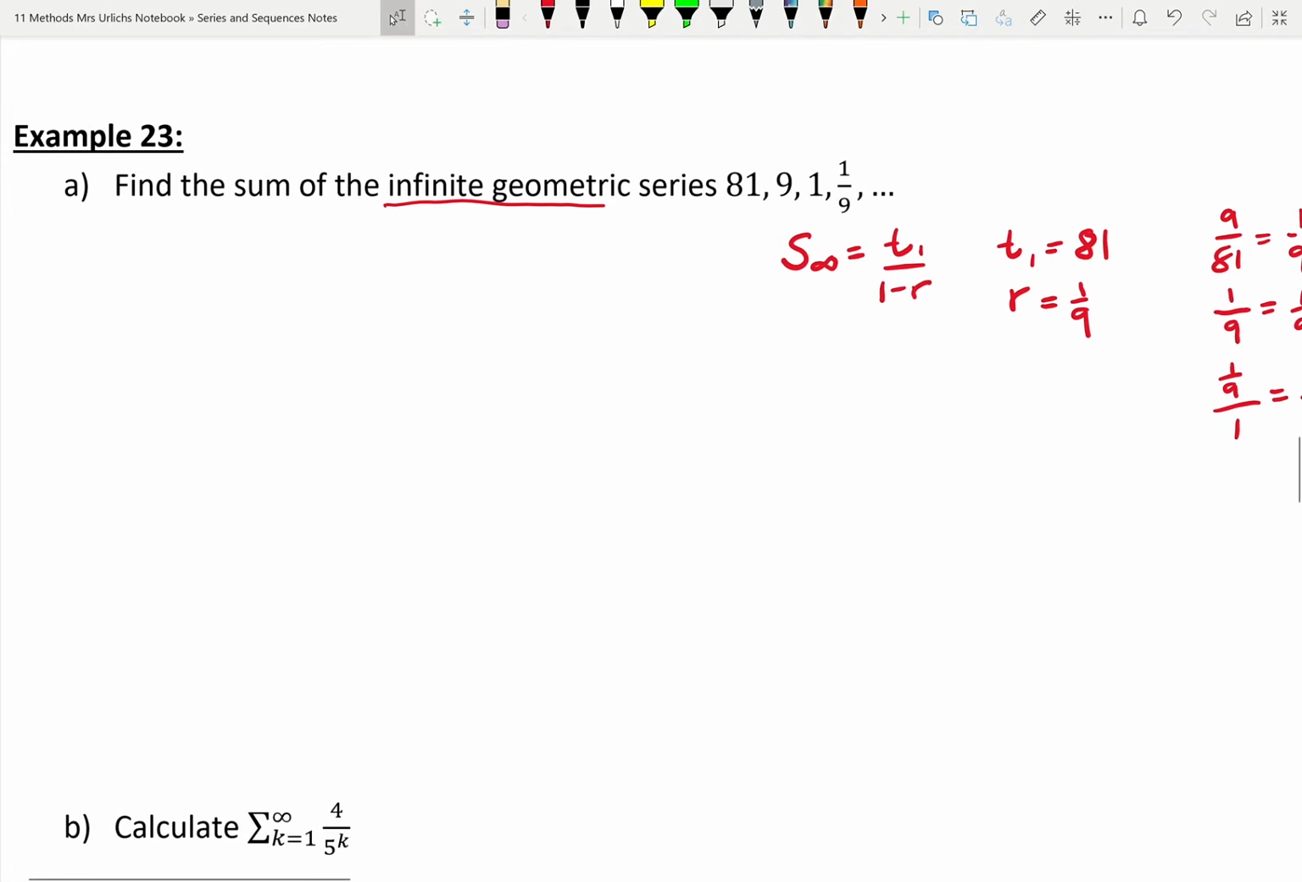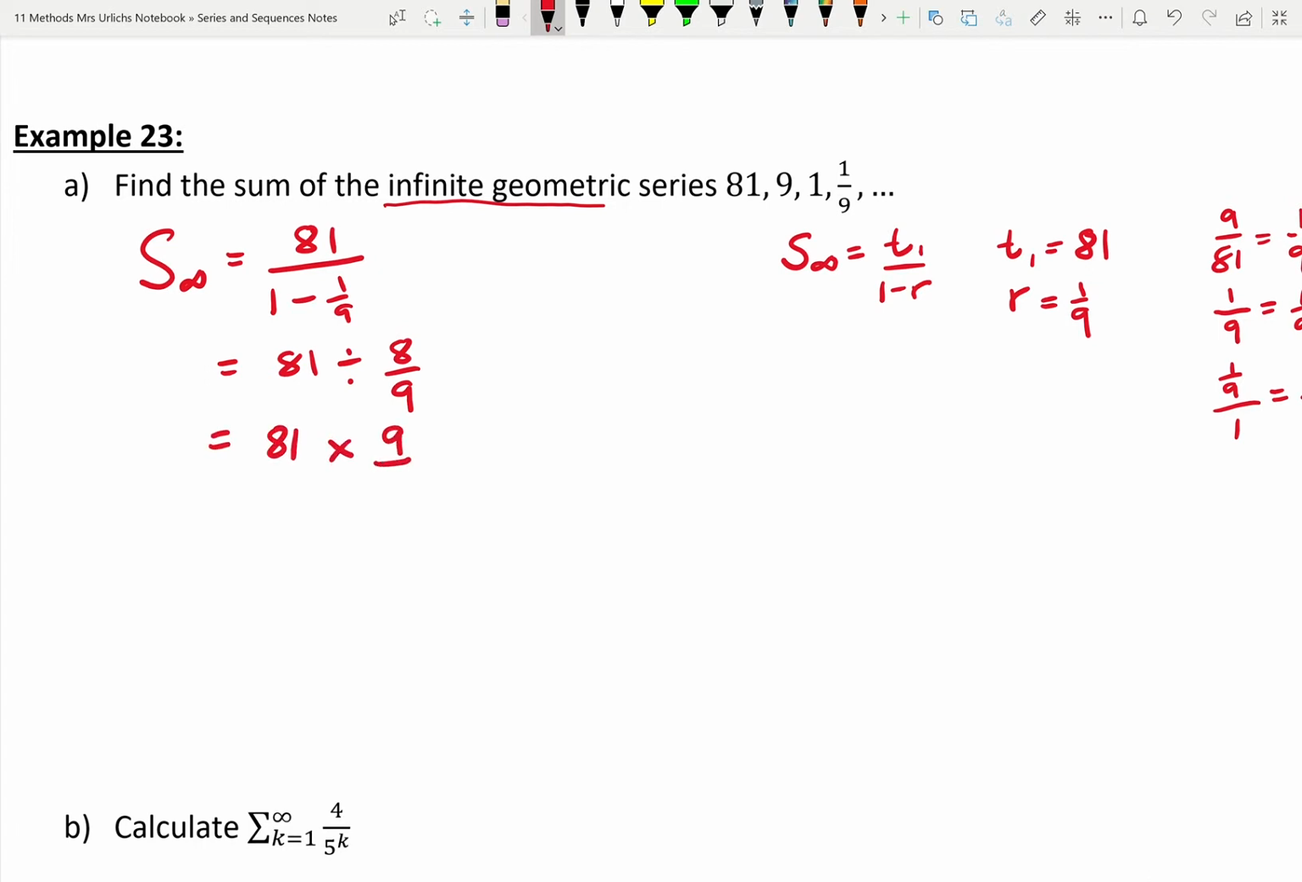So our limiting sum or sum to infinity is going to be 81 divided by 1 minus 1/9, which is 81 divided by, now 1 minus 1/9 is 9/9 minus 1/9, which is 8/9. And so that's going to be 81 times 9/8, which is 729 on 8. It's an improper fraction, so we can either leave it at that or write it as a mixed number, which is 91 and 1/8. And that's it.